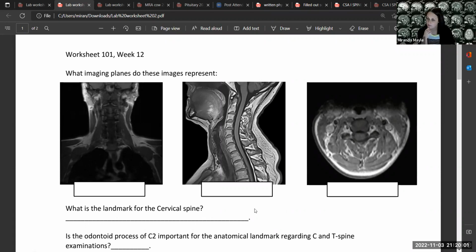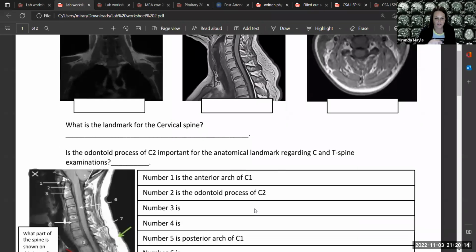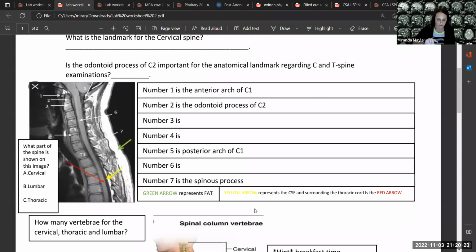Anybody remember the landmark for the cervical spine? We learned this when we started talking about coils. Mid-neck or 1 to 2 inches below the chin in the chin down position, because usually their chin is going to be angled downward. The odontoid process of C2. Why is this an important landmark for us? Why do we like C2? Because it lets us count. Exactly. Once you identify that, you know how to start counting your vertebrae. So it is an important landmark, even though it's an internal landmark that we can't see on the outside. We need that to count our vertebrae.